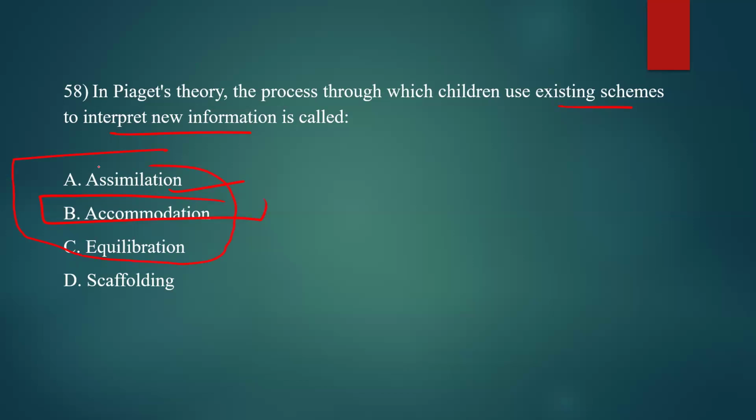Assimilation means we are connecting new things, making some connection with the new things. Sometimes the assimilation may be right or wrong. And when we understand the correct thing and we are accommodating it, that is accommodation. Right.